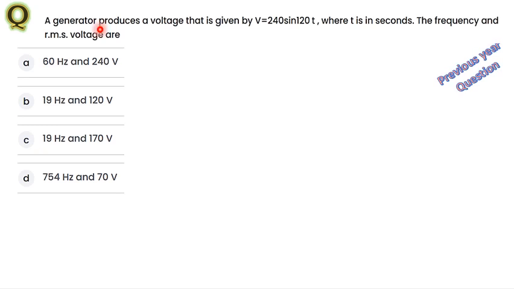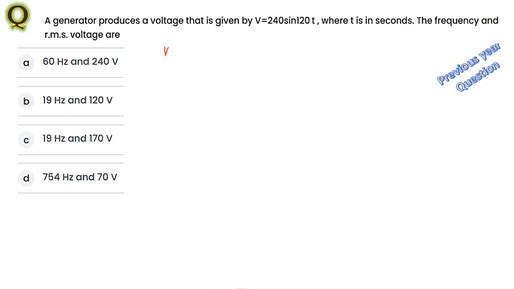The next problem, a generator produces a voltage that is given by V is equal to 240 sine 120t, where t is in seconds. What they are asking, frequency and RMS voltage. See here, you remember always the basic formula. Based on this one, you can easily find out. I just mentioned all the basic things over here.